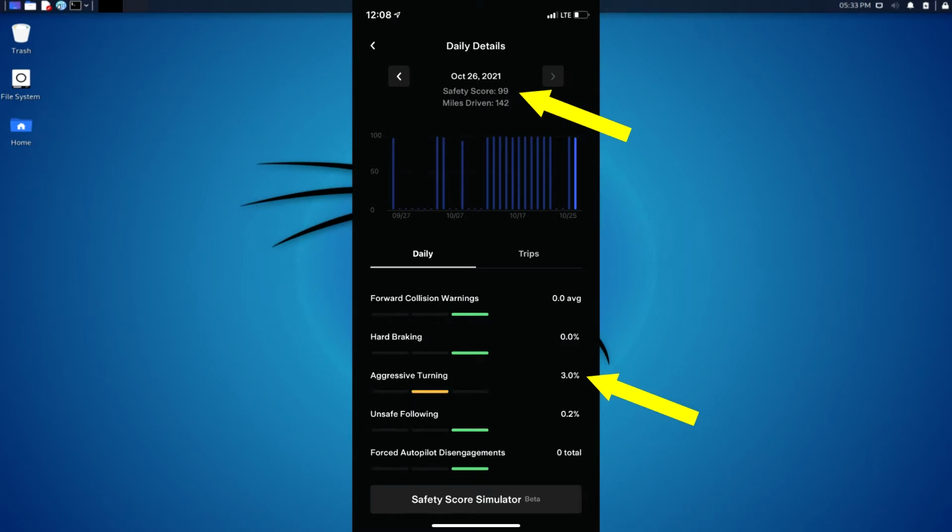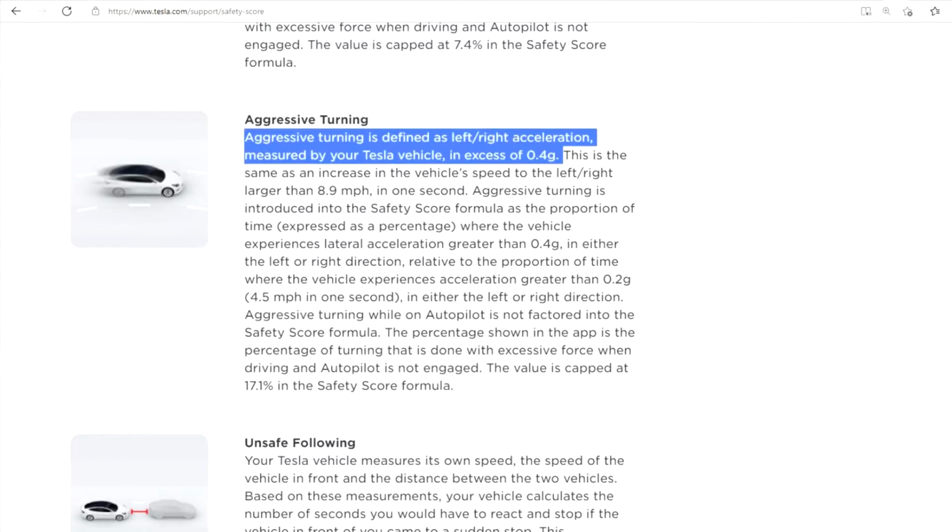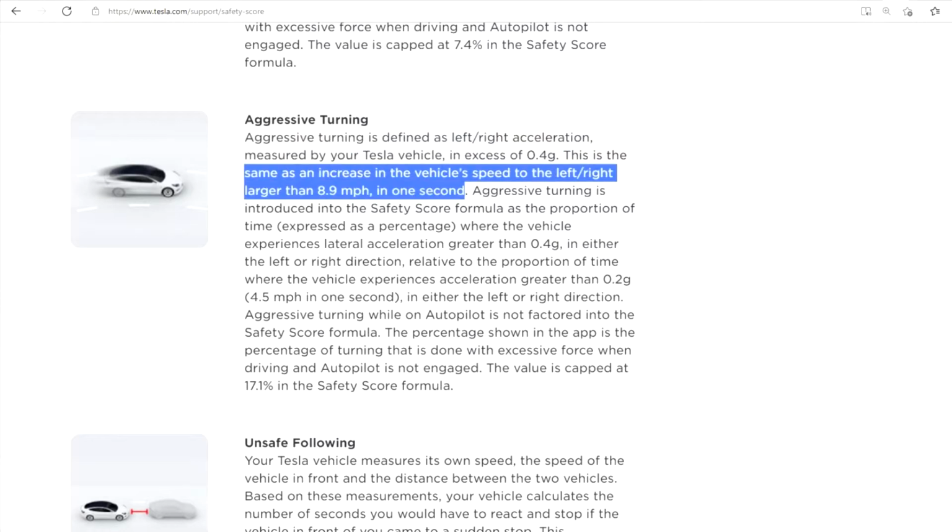To do this, first, we need to understand exactly what Tesla measures as an aggressive turn and how the unsafe percentage is defined. Looking at the safety score definition published by Tesla for aggressive turning, it's one of the longest descriptions they have. The description starts by defining aggressive turning as a left or right acceleration greater than 0.4 g. They go on to say this is equivalent to a change of speed at 8.9 miles per hour per second in the left or right direction.